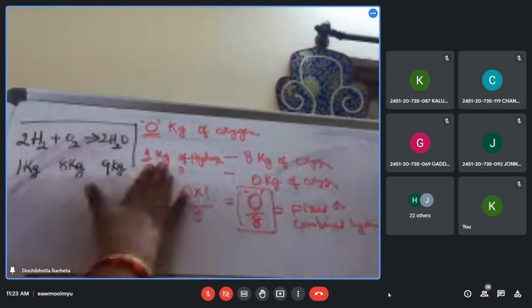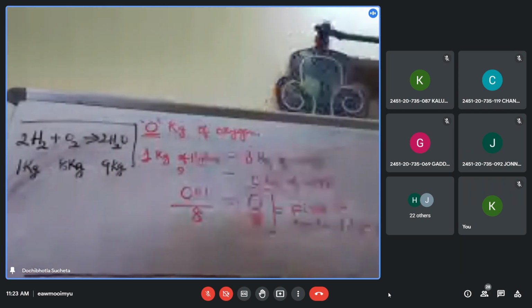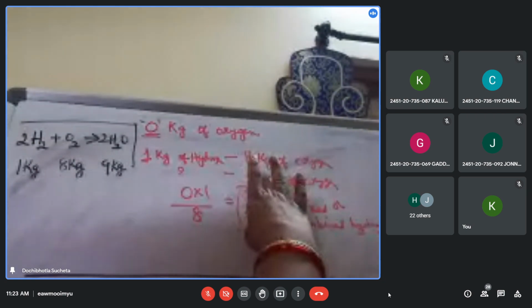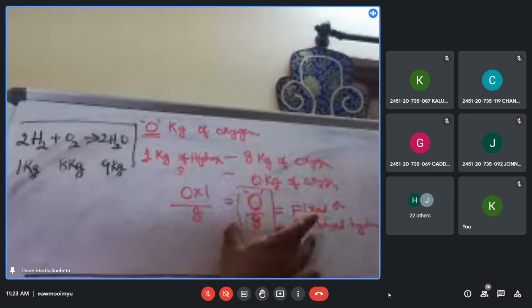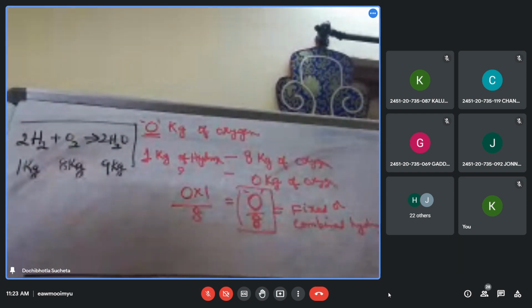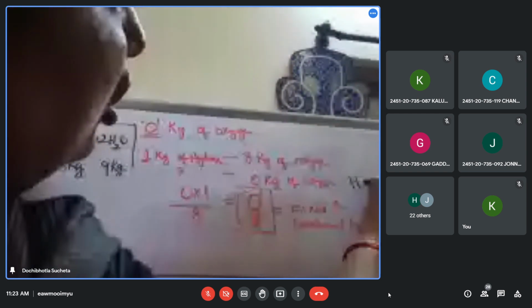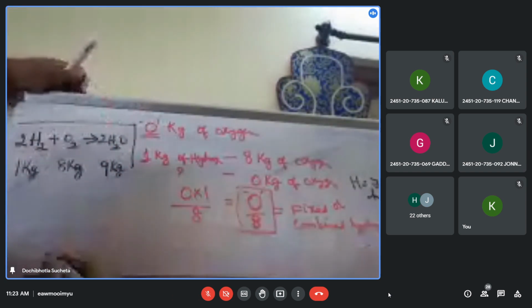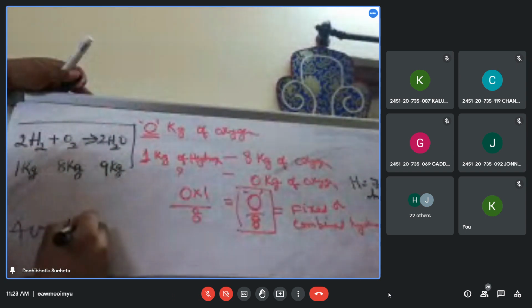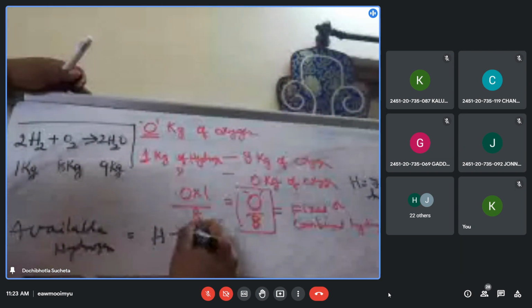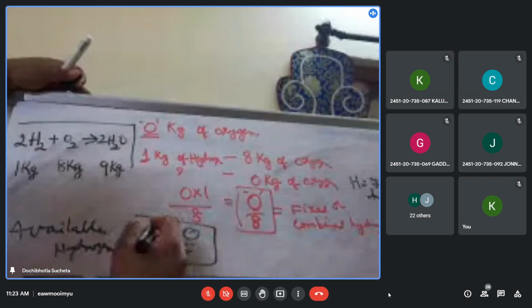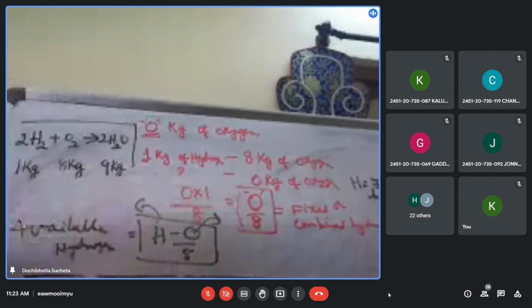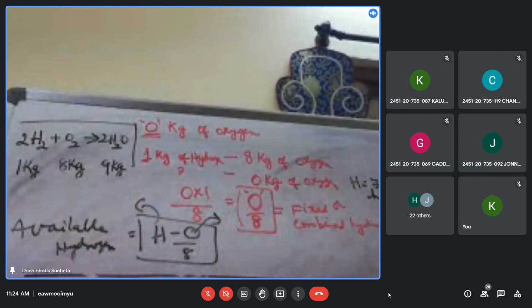Now obviously, if total hydrogen is capital H, then O by 8 is the fixed hydrogen. Total hydrogen minus combined hydrogen is equal to available hydrogen. So this is fixed hydrogen, capital H is total hydrogen, then the available hydrogen is equal to H minus O by 8, where capital H is total hydrogen, and capital O is the total amount of oxygen present in the fuel sample.